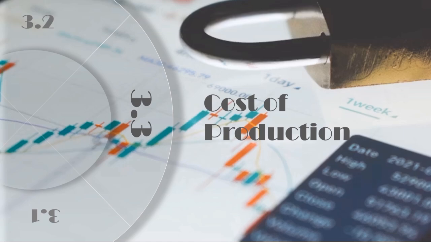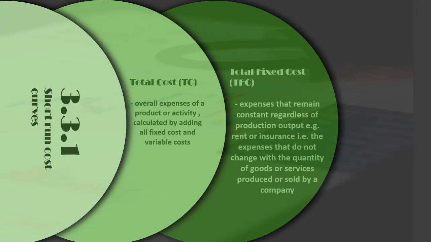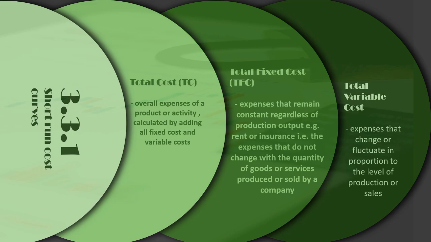The first topic we will discuss in cost of production is short run cost curves. So let's start. In short run cost curves, we will discuss total cost, total fixed cost, and total variable cost. So what is total cost, total fixed cost and total variable cost?